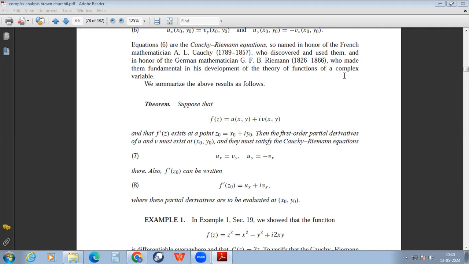Okay, so what we saw here is the necessary conditions are given by this theorem.